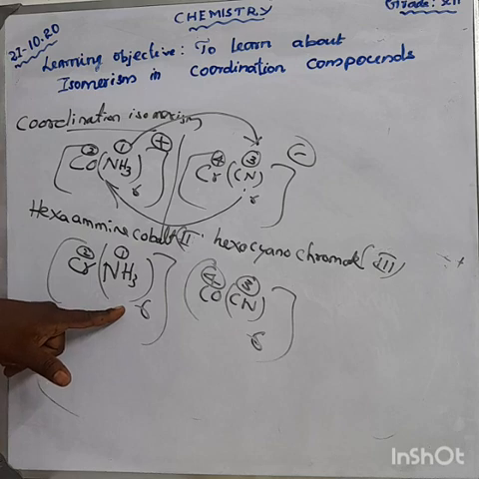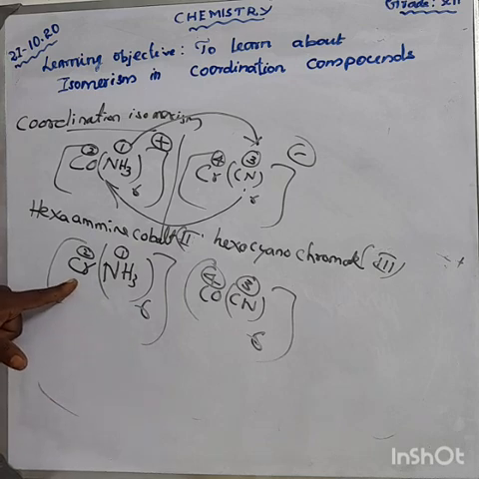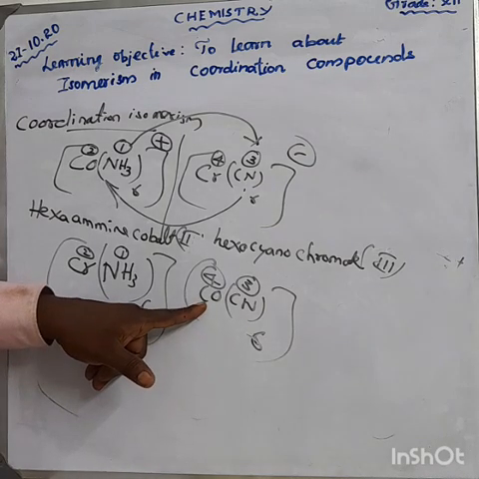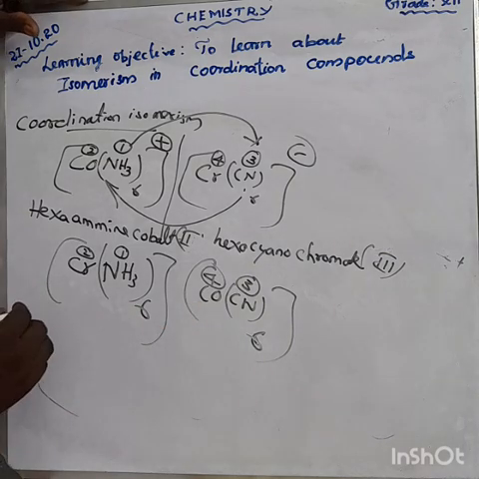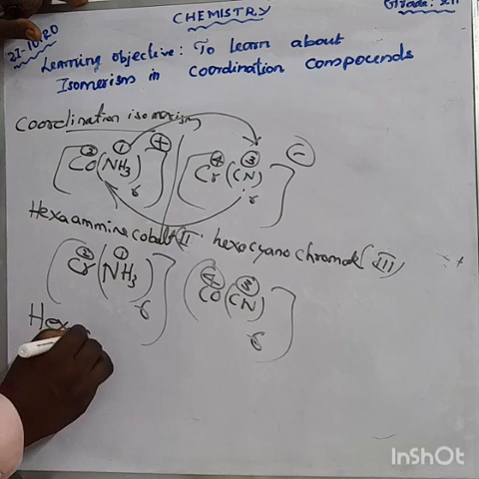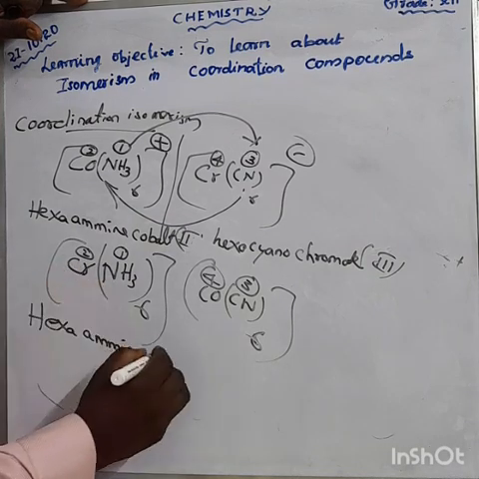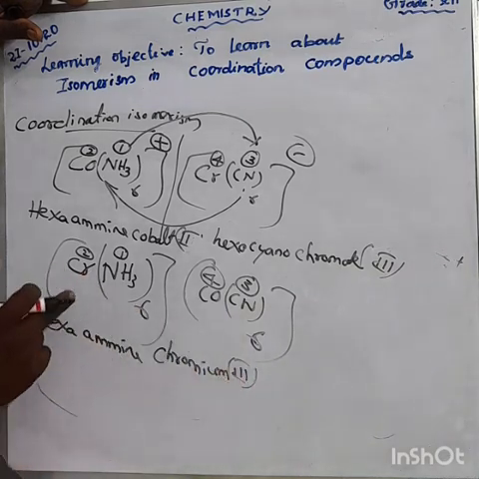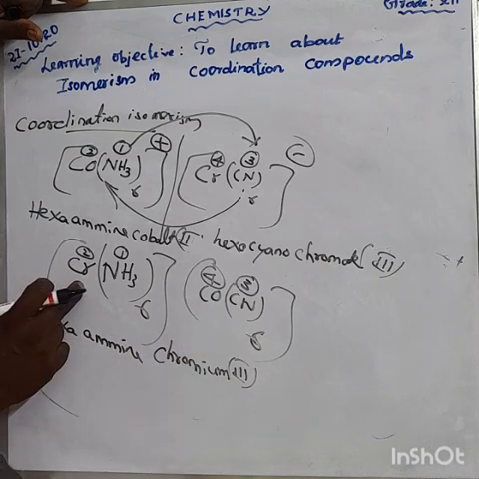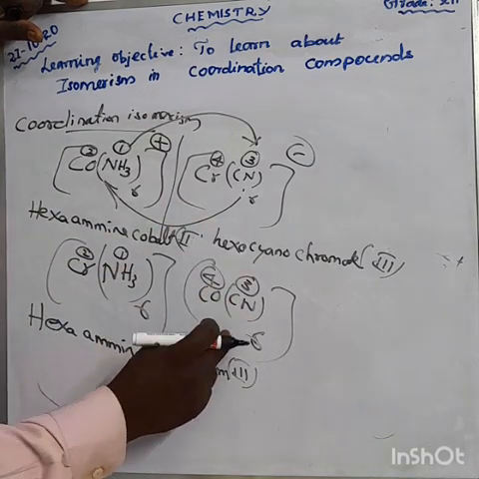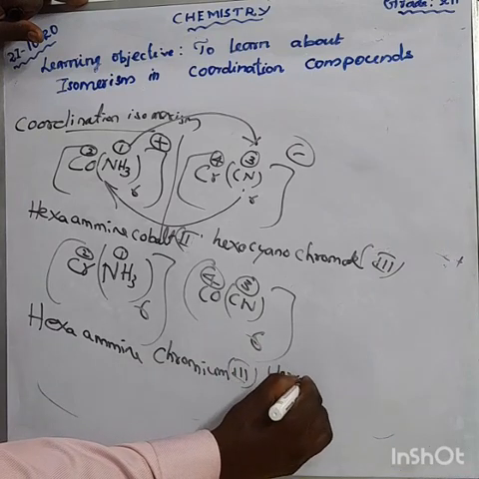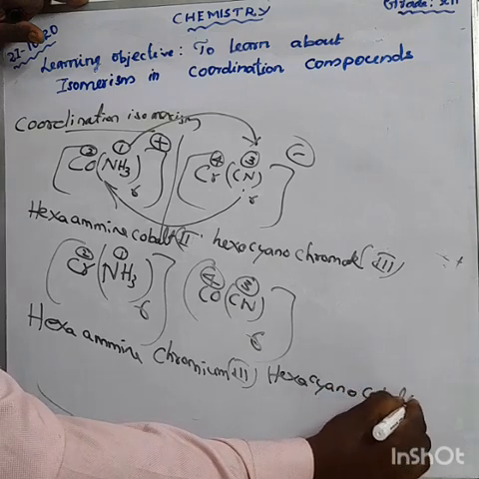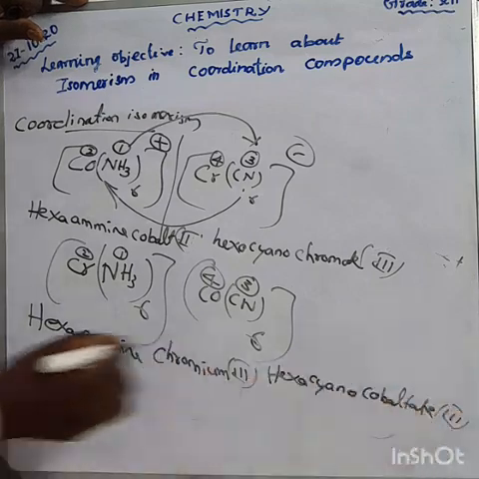Hexaamine, that is amine 6 having hexaamine, chromium(III), hexacyano, cobaltate(III). Okay, hexaamine chromium(III), oxidation state is 3. In the previous video I explained that. Next about the hexacyano cobaltate(III). This is the name of the complex.